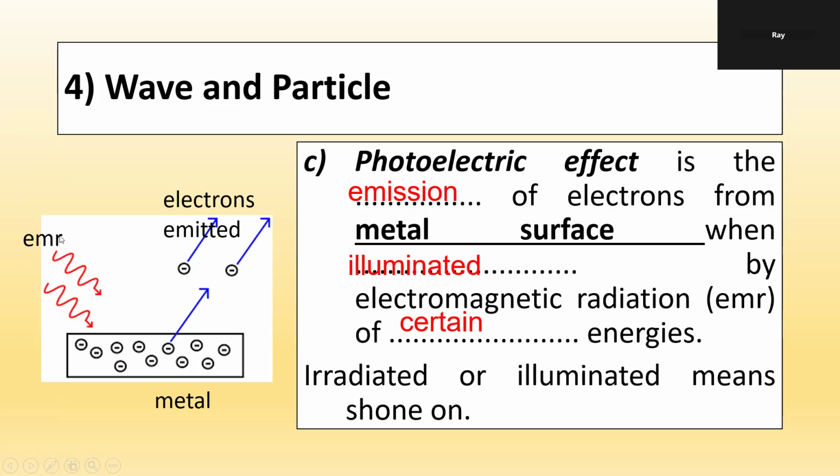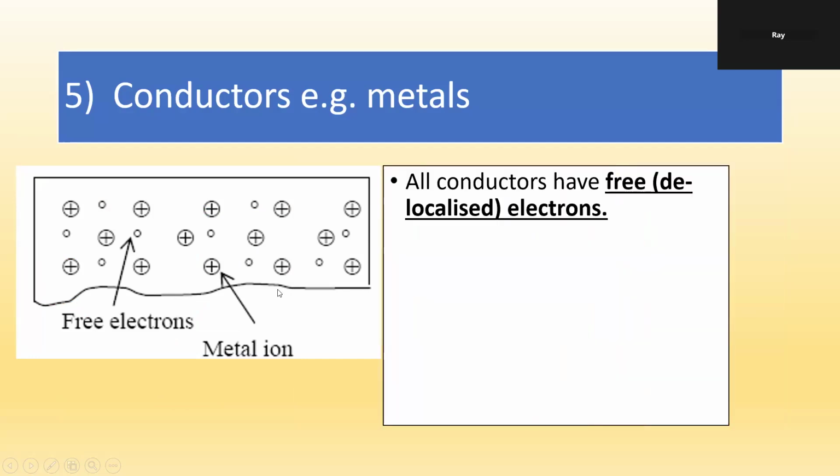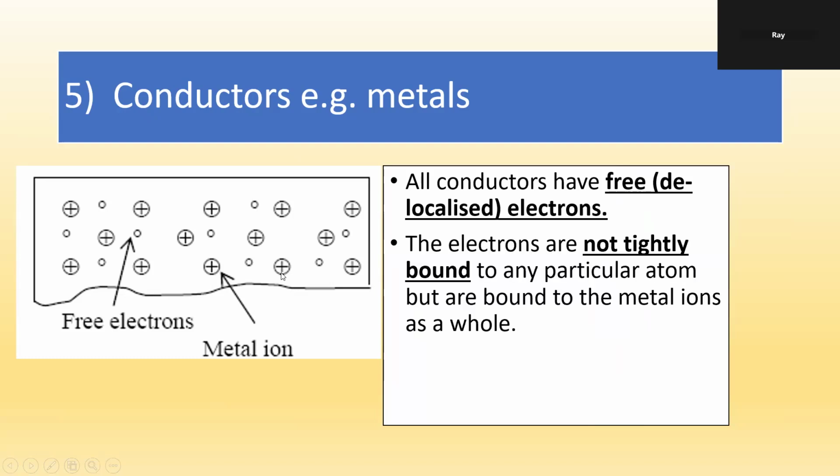Electrons are not tightly bound to any particular atom, but are bound to the metal ions as a whole. What happens if we try to escape outside? They are free to move within the metal, but they are slowed down by the positive ions. As any electron moves towards the surface of the metal, it is retarded by a resultant attractive force from neighboring positive ions. All the positive ions will try to decelerate it, so there's a resultant attractive force that prevents it from escaping.